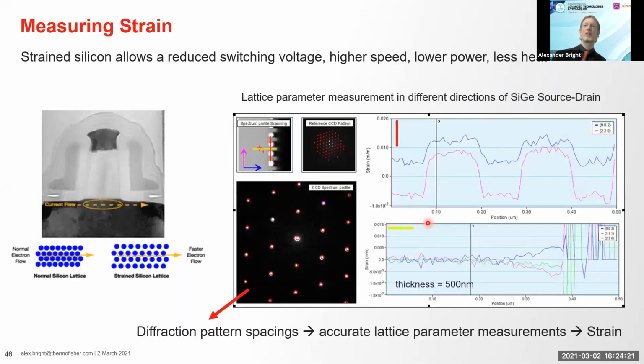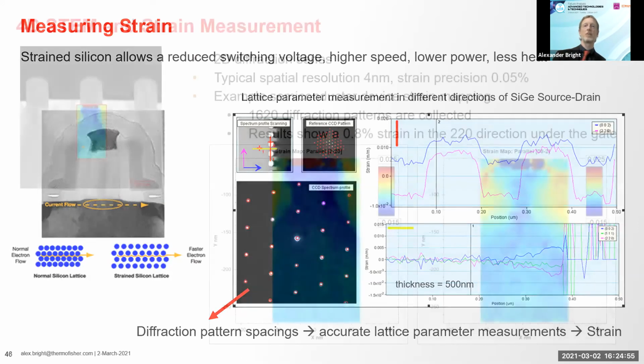Strain can also be measured effectively. Strain, of course, in devices is often very important. It affects, for example, in transistors, the switching voltage, the speed and the amount of power and heat generated. And we can measure strain by measuring the lattice parameter, which is information that can be measured very accurately in the diffraction pattern. So we use nanobeam diffraction mode, focus a small probe on the area of interest, and then we can scan it and measure how these lattice parameters change, and from that get strain maps.